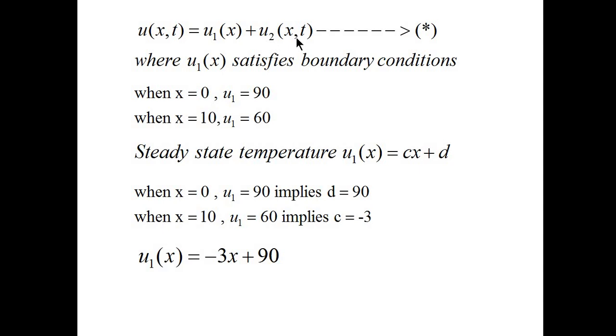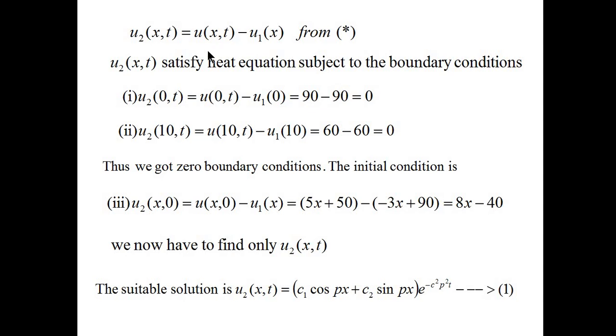Now I am going to rearrange this equation in such a way that I bring this term to the left hand side. See, I have brought that to the left hand side, and then u2 of x,t satisfies the heat equation subject to the boundary conditions. Now let us find the boundary conditions of u2 of x,t. So u2 of 0,t will be u of 0,t minus u1 of 0, which is nothing but 90 minus 90, which is 0. Now u2 of 10,t: put x as 10 here, so you will get u of 10,t minus u1 of 10, which is 60 minus 60 equal to 0. Now we have got zero boundary conditions.